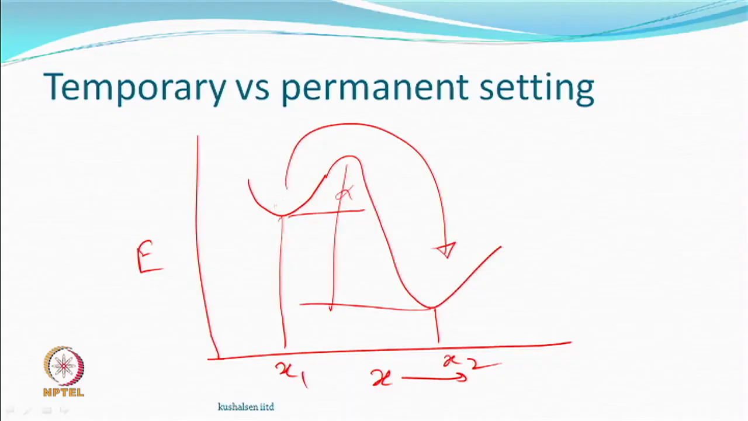But if the change takes place from a higher minimum to a lower minimum, we can say it is a permanent set. If the change takes place from the lower minimum to higher minimum, then it is possibly a temporary set. Like, let us say tomorrow you have a textured yarn, a beautiful yarn, and you have kept it in a package for 3 months.